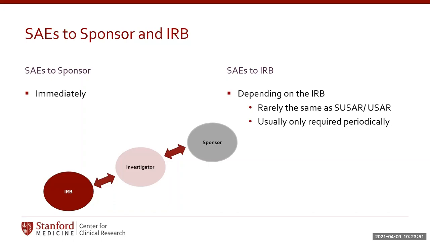SAEs to sponsor need to be reported immediately. FDA recognizes this immediately as a day for this allowed time to cover immediate reporting to the sponsor. The sponsor usually will provide the exact timeline in the protocol. I have not seen anything different than 24 hours, but you may have seen something different.